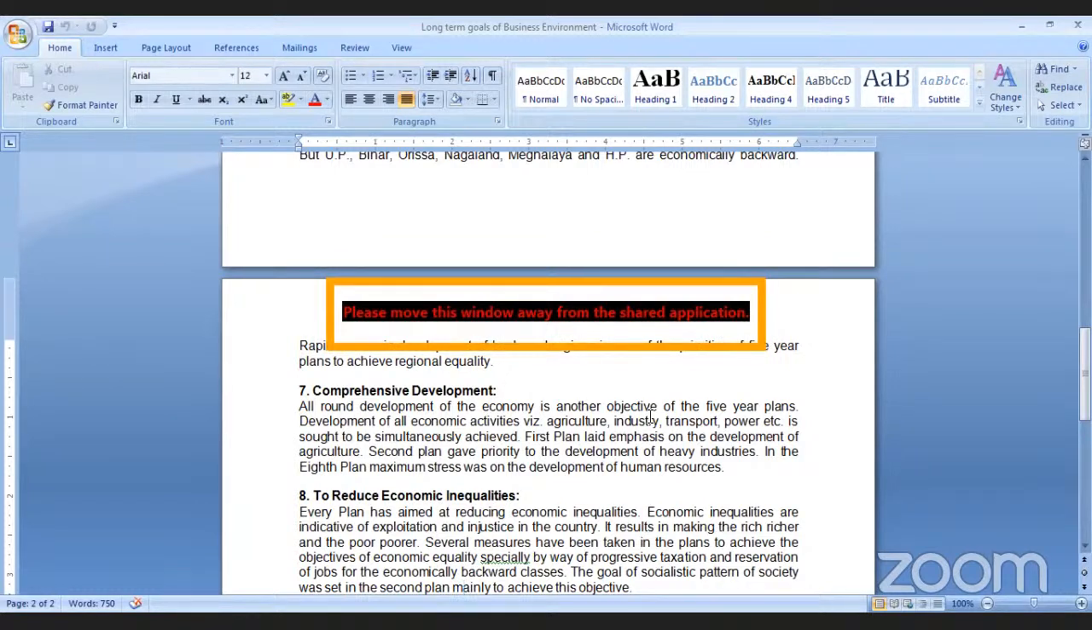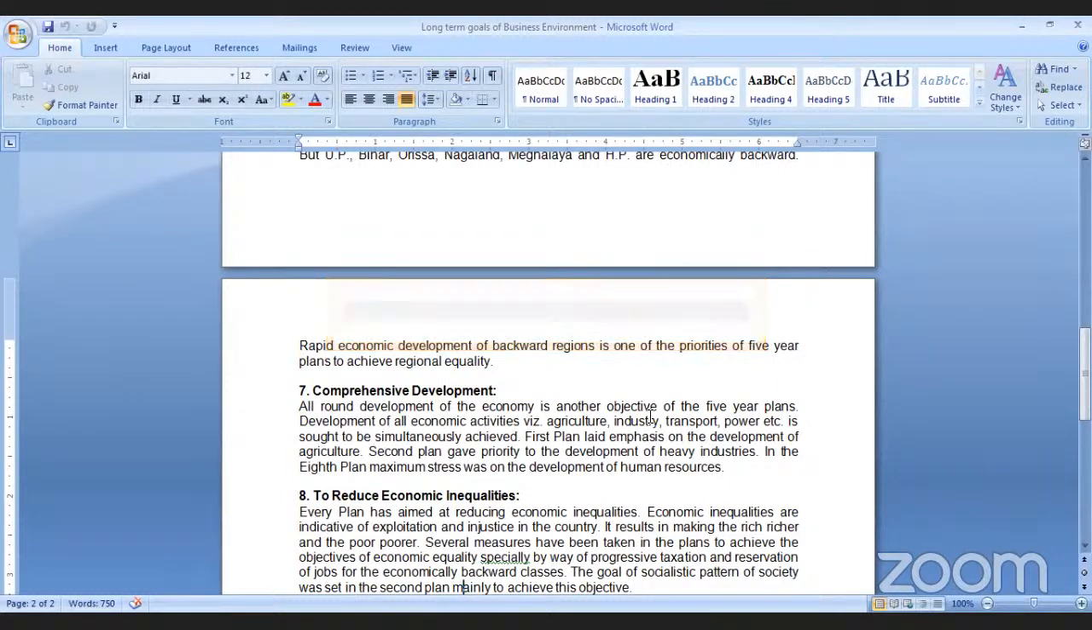Now, what do you understand by economic inequality? It is a very popular word. Often we will see this word in the paper or in Economic Times, even in the news. We always see the word economic inequality. So what do you understand by economic inequality? Any idea?